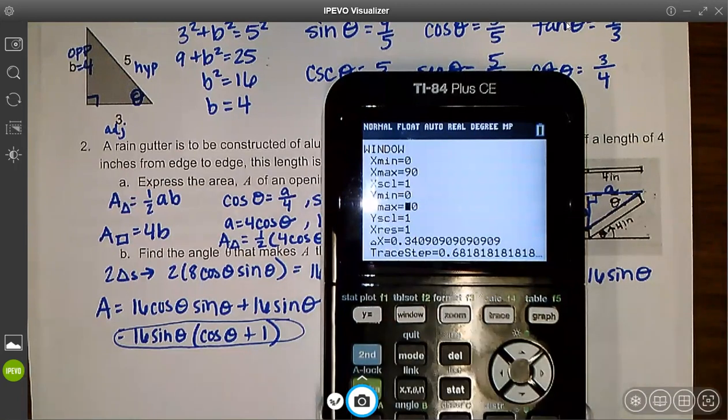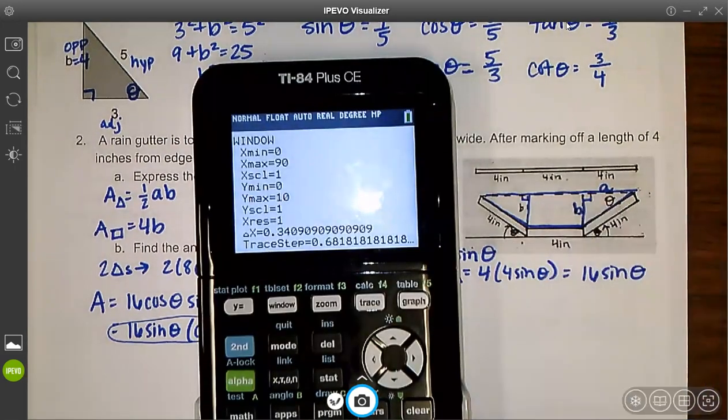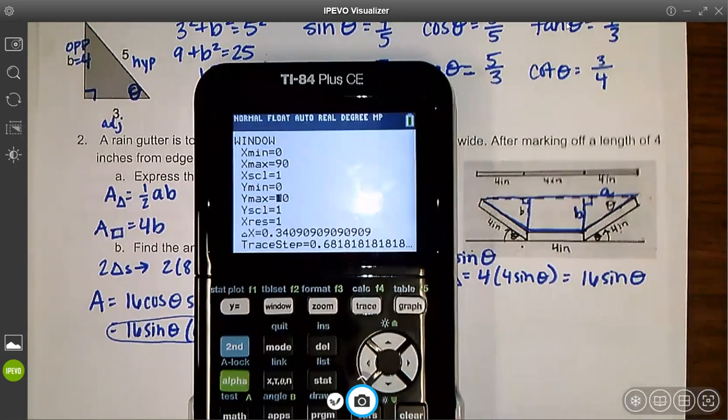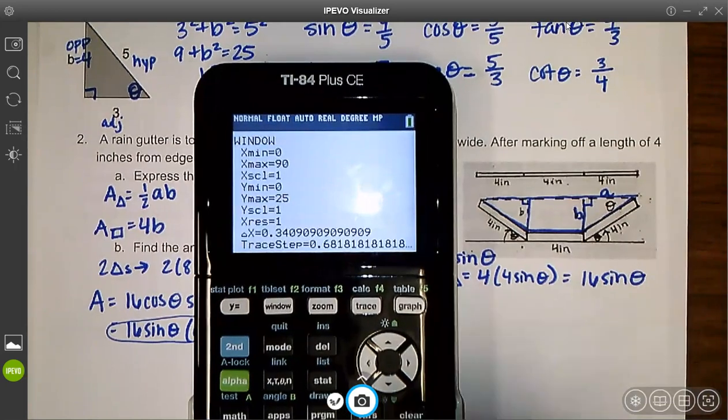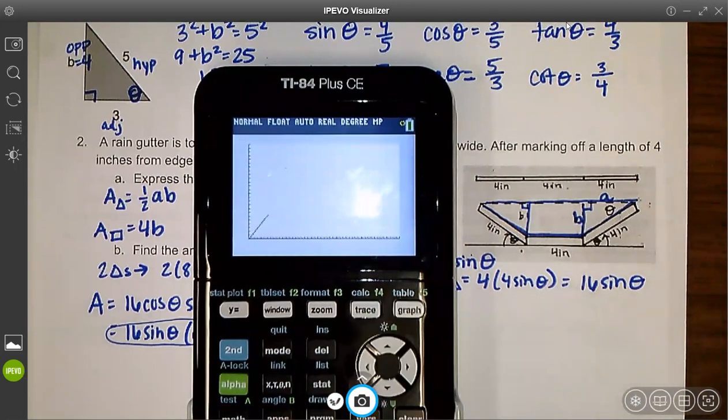The reason that we know that the area would be 16 is if we folded this up, we'd have a 4 by 4. So it'd just be 16. So I'm going to put this at like 25, so I can see the picture. And now you can kind of see its curve, that it's not linear, where it's coming back down.